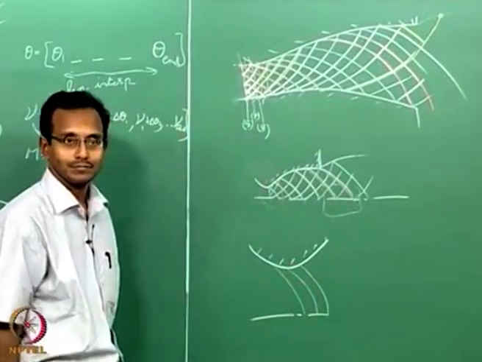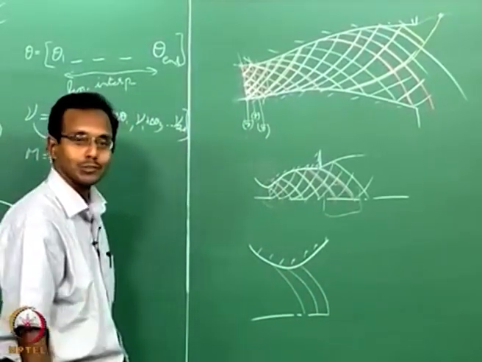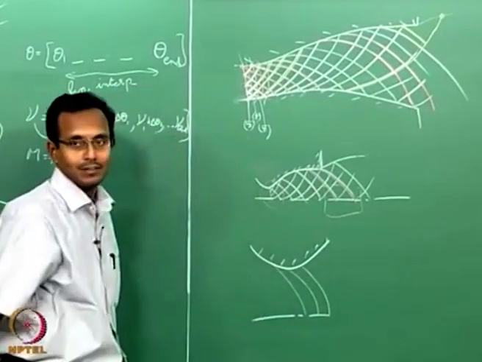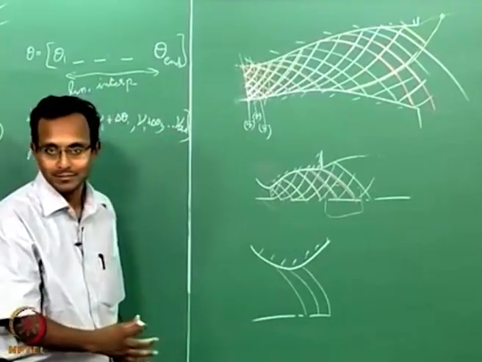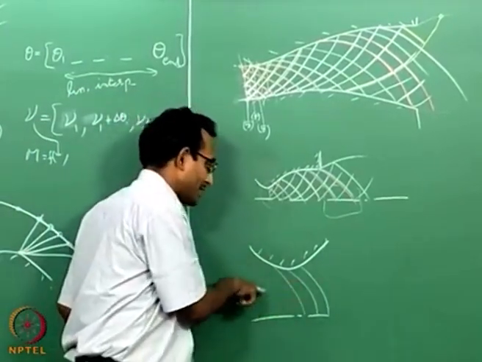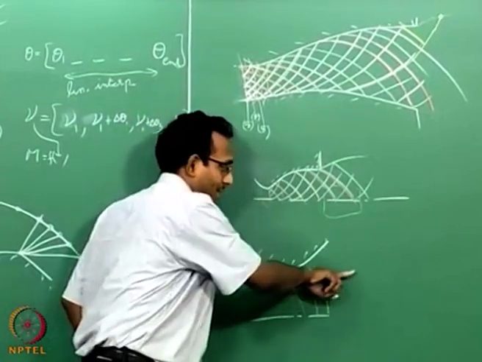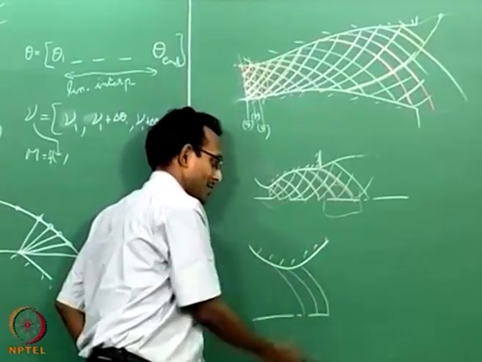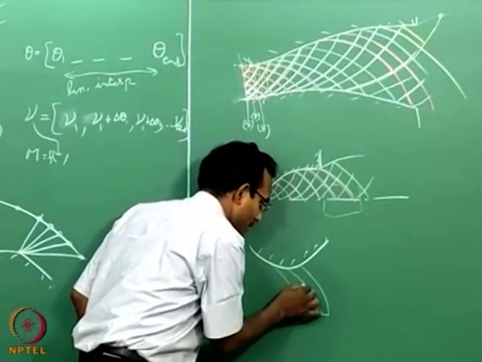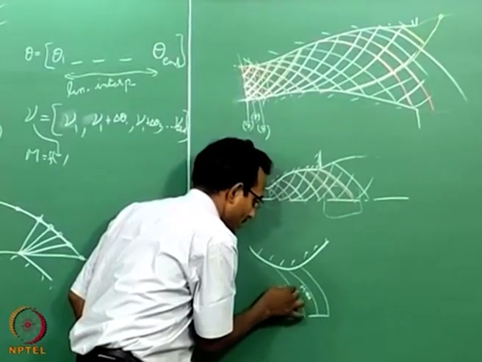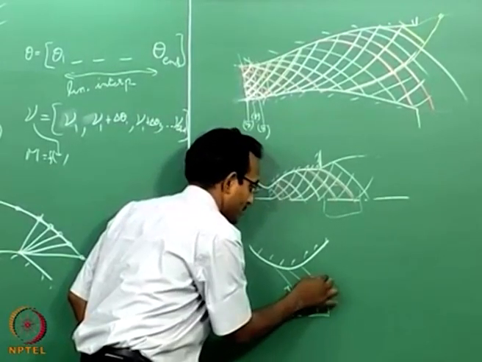Something like this. This is how your Mach line contours look for transonic flow near the throat region. I am assuming it is choking somewhere there. If this is the case, and the flow is going towards supersonic, Mach number should be increasing along these lines. Typically M equal to 1 happens here, and this one is M less than 1 and this one is M greater than 1.